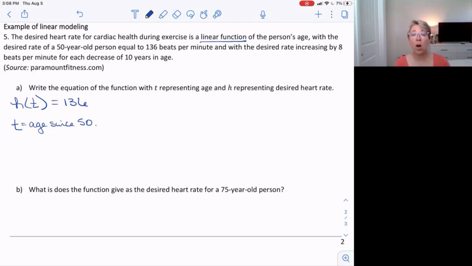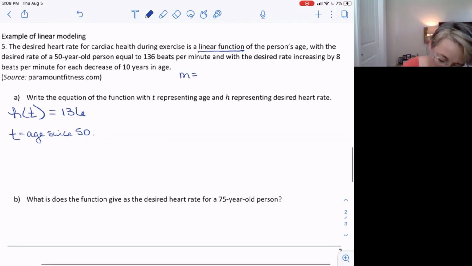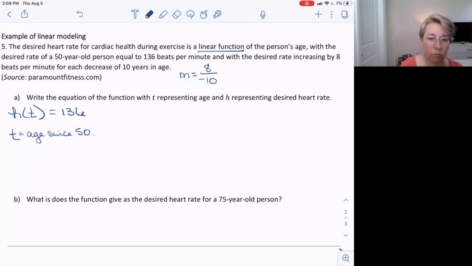But that heartbeat is increasing by 8 beats per minute for a decrease of 10 years in age. So in other words, that slope, that change, the heartbeat's going up, but the age is going down. So that gives us a slope of 8 over -10, which is -4/5. So we have -4/5 heartbeats for every year of age that you increase.